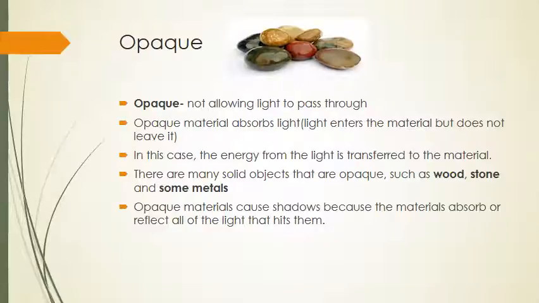Opaque. Opaque means not allowing light to pass through. Opaque materials absorb light. Light enters the material but does not leave it. In this case, the energy from the light is transferred to the material. There are many solid objects that are opaque, such as wood, stone, and some metals. Opaque materials cause shadows because the materials absorb or reflect all of the light that hits them.